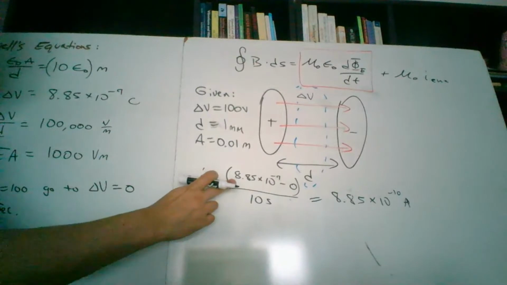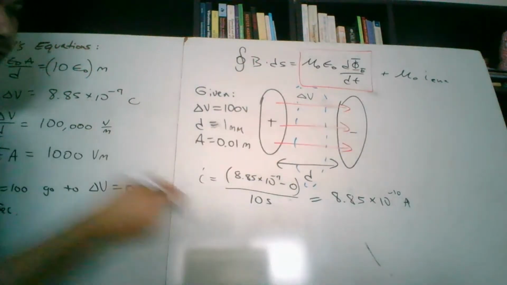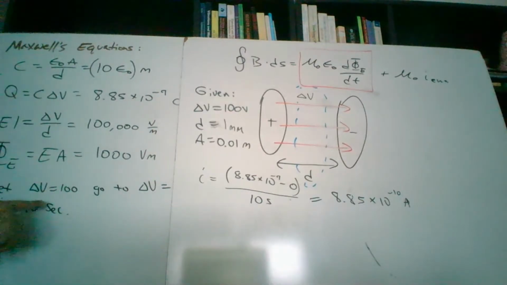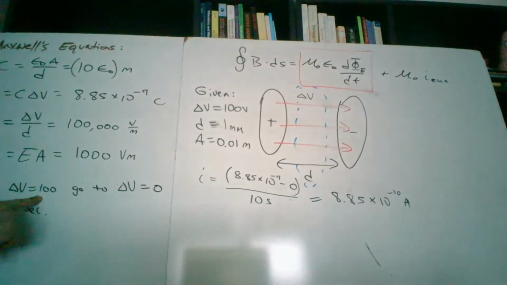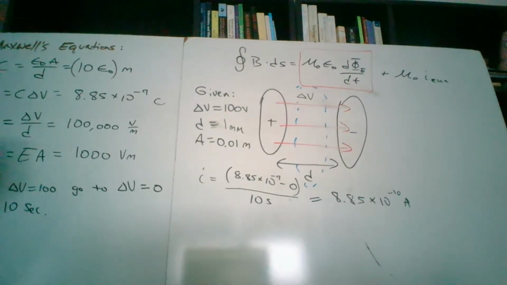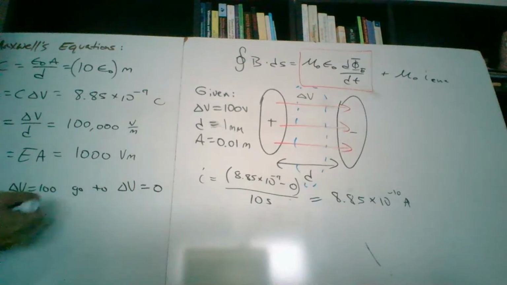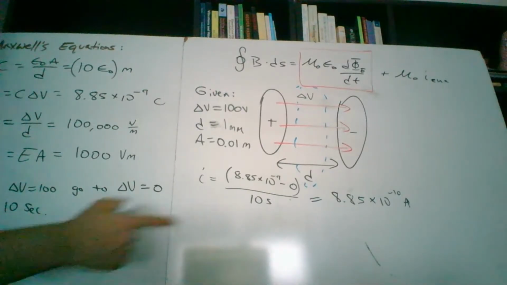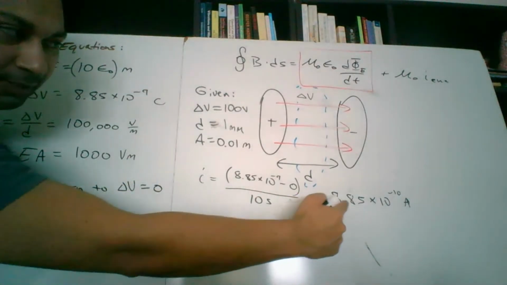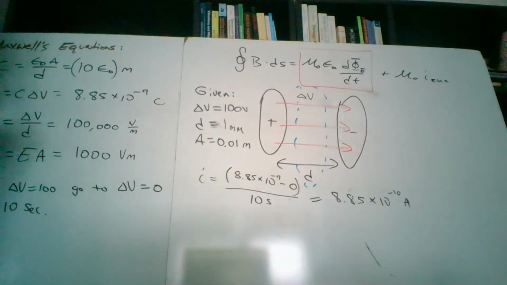Hopefully we're good. If the voltage is going from 100 to 0 in 10 seconds, the current has to go from this much charge to 0 in 10 seconds as well. So our current is going to equal 8.85 times 10 to the power minus 10 amps.